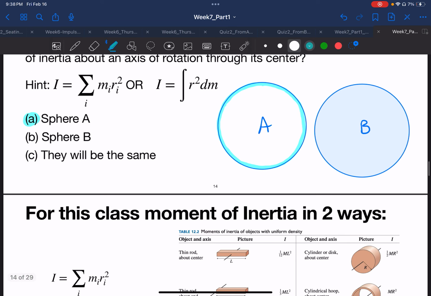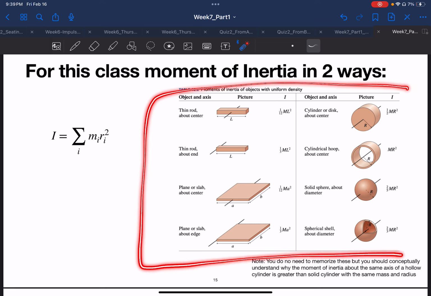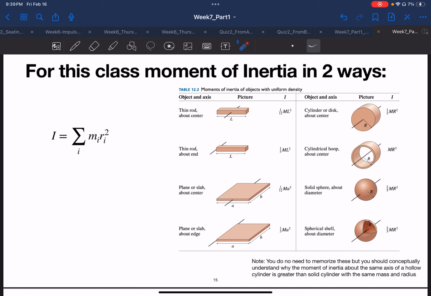All right, so in this class, you're going to be asked to calculate the moment of inertia two ways. One is you're given a discrete set of masses, and you find it by summing m r squared for each of those. Another is you may be given one of these objects with a uniform density and asked to use these given expressions for each of these shapes. So for example, if you have a thin rod and you're finding the moment of inertia through its center, it's 1/12 m l squared. For a cylinder or a disk, it's 1/2 m r squared, and then you have other common results here.